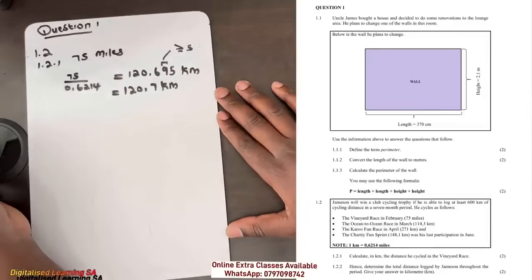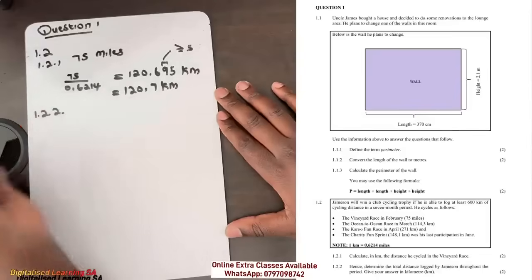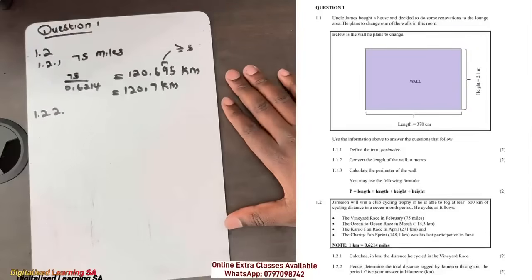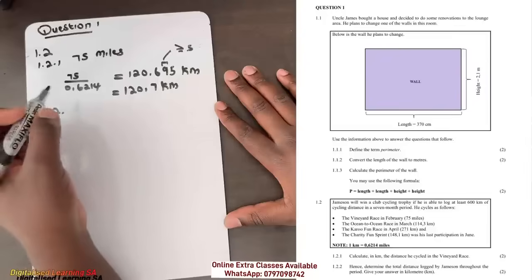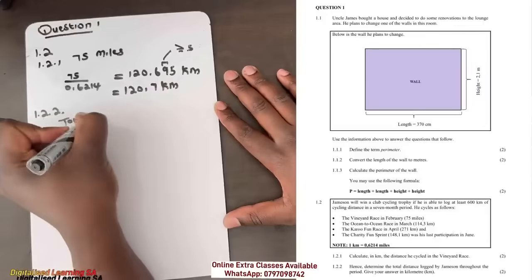And now let's move to the next question, which is question 1.2.2. Question 1.2.2 says, hence, determine the total distance logged by Jameson throughout the period. Give your answer in kilometers. So now we need to calculate the total distance that Jameson logged, and the answer needs to be in kilometers. So what we are going to do is add the total distance logged.